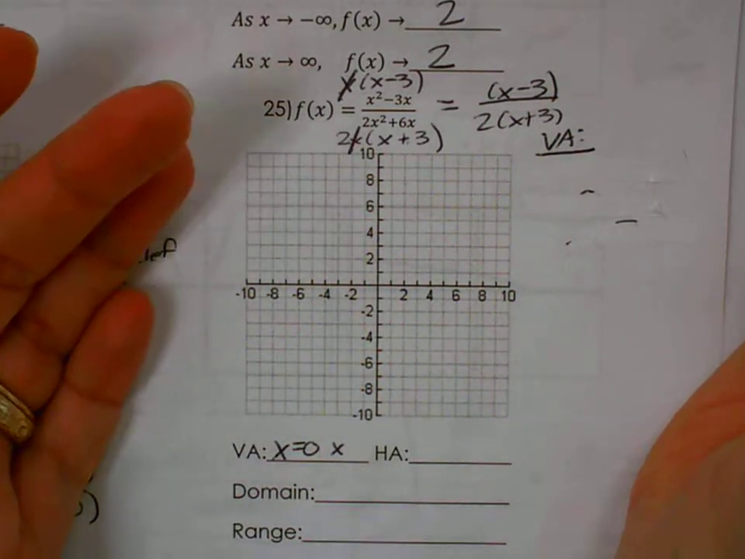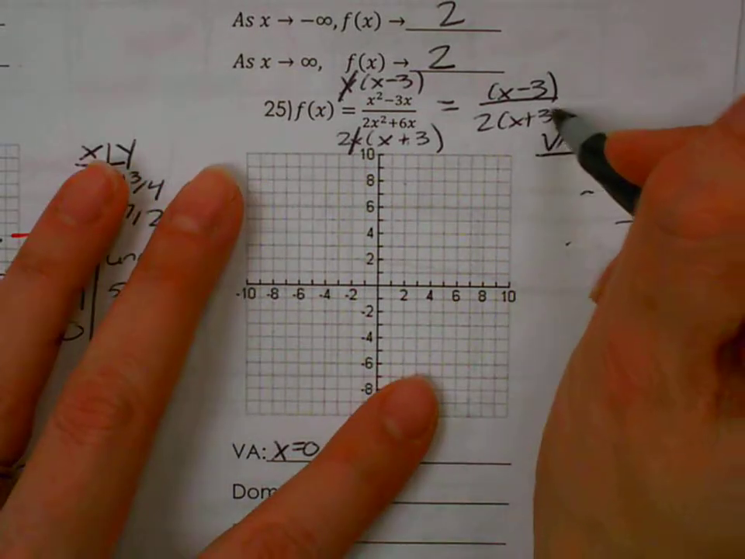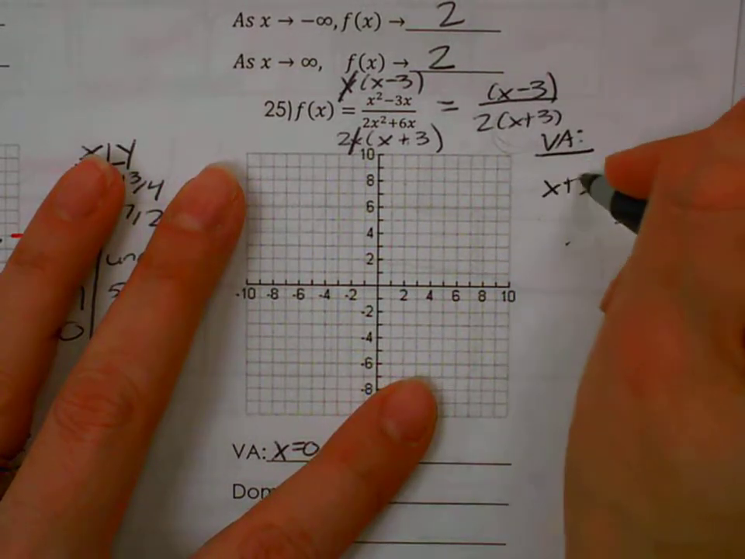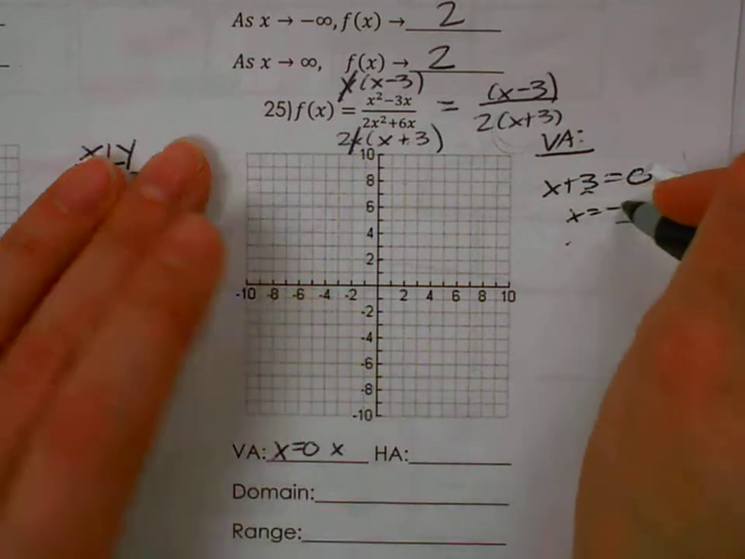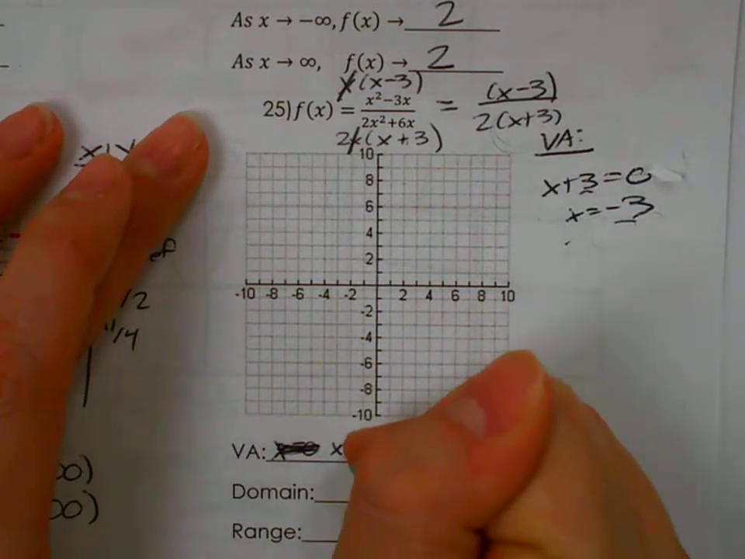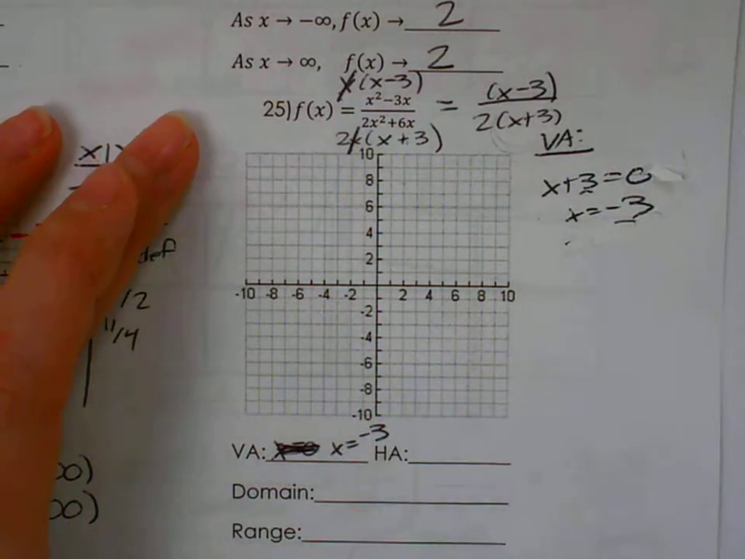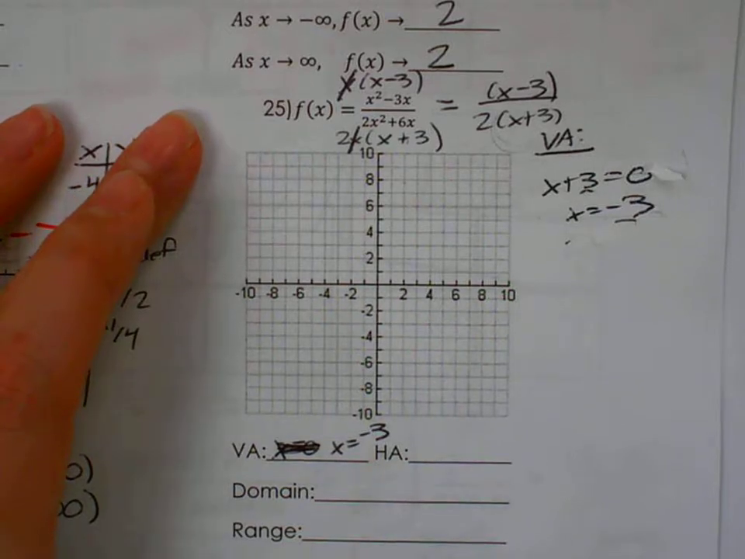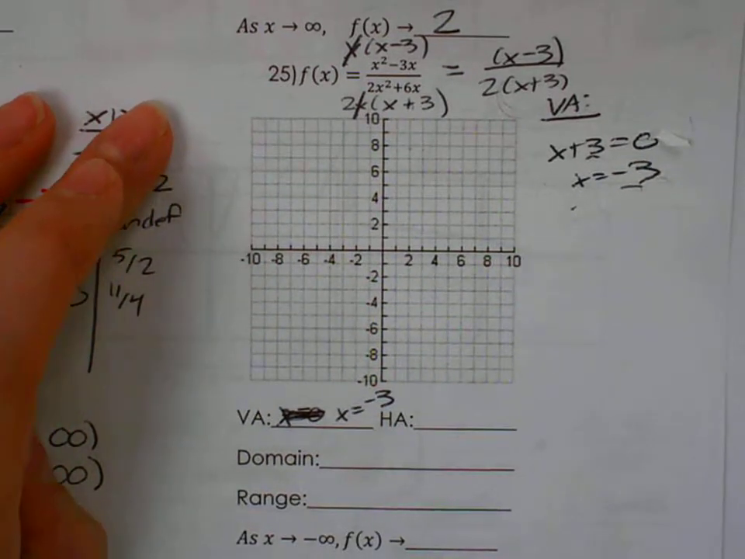Now I only have one vertical asymptote. It's only where x plus 3 equals 0 or x equals negative 3. So not there, but x equals negative 3. So don't forget, don't do what I did. Don't forget to cancel before you find your asymptotes.